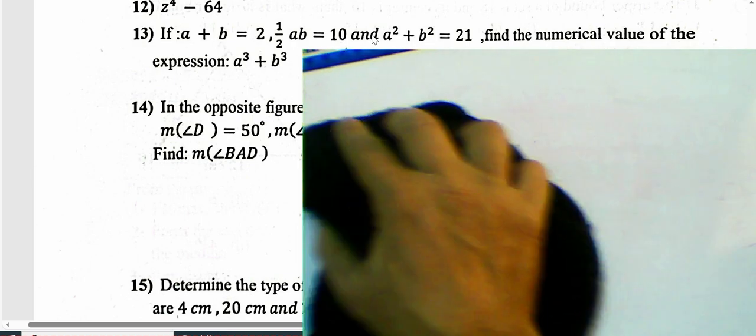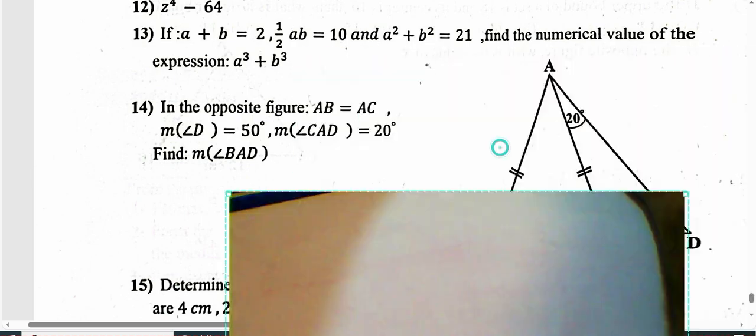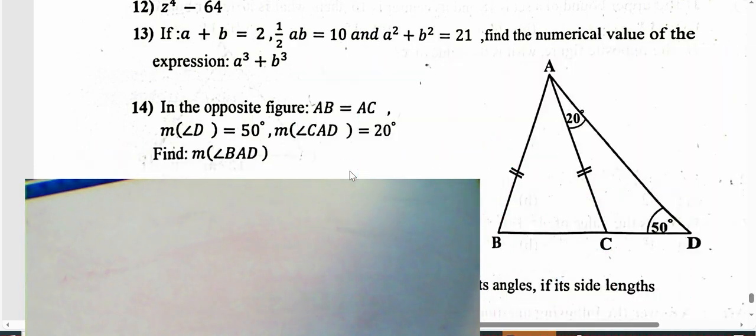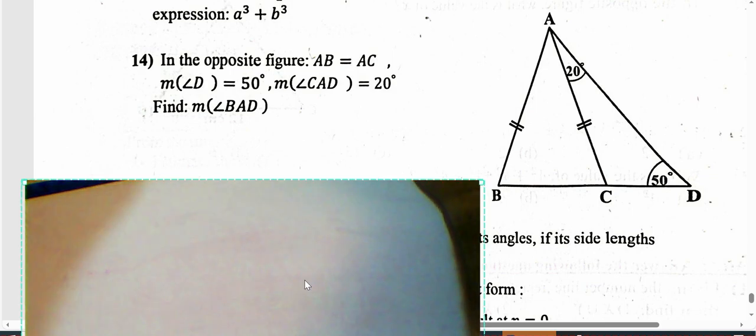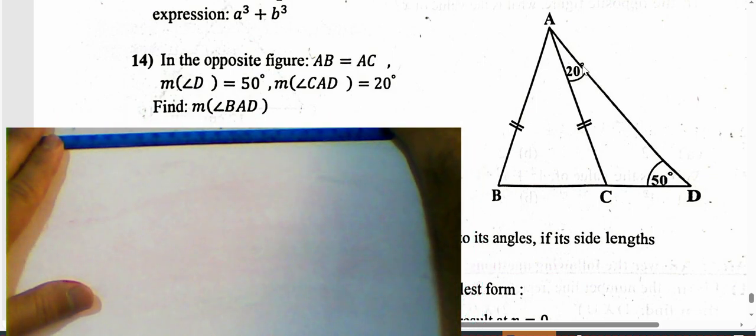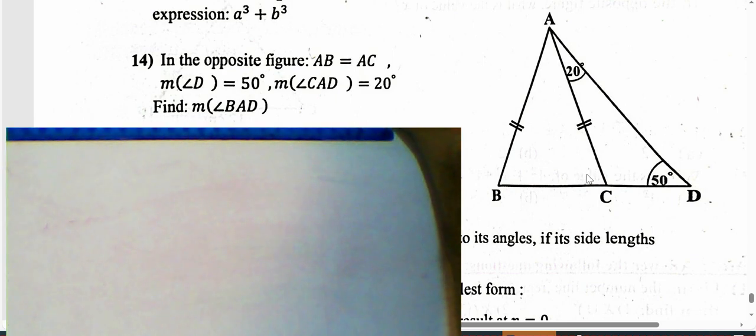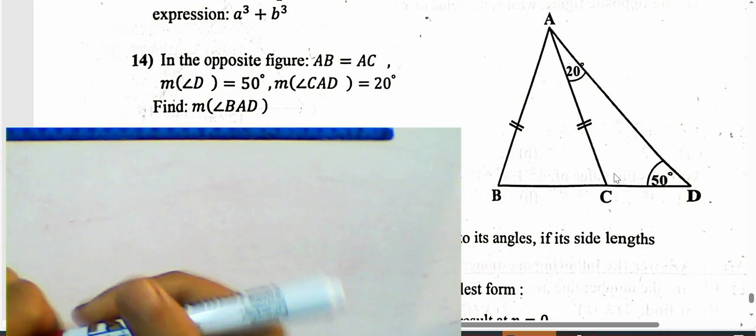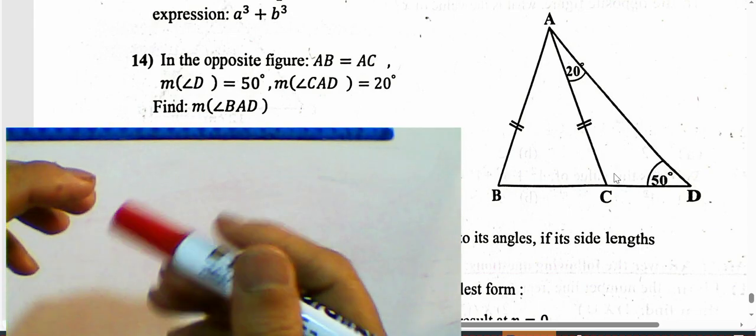Next question. In the opposite figure here we have a triangle. You want to find the measure of angle BED. Here you want to find this angle BED. First step, we can find the exterior angle here. The exterior angle of any triangle equals the sum of the two interior angles not adjacent to it. So first step, you can find the measure of angle ACB.